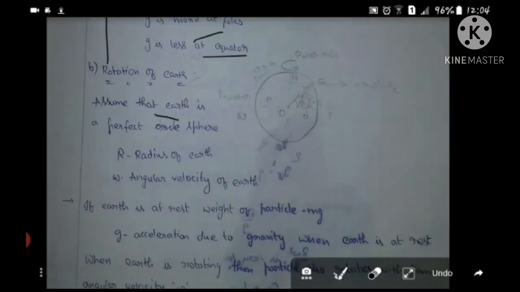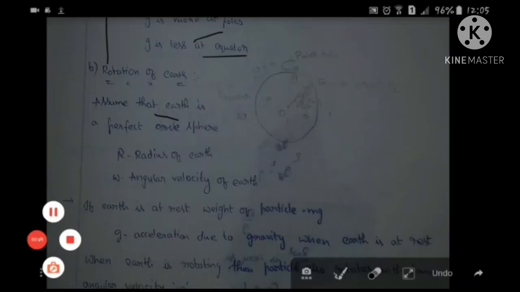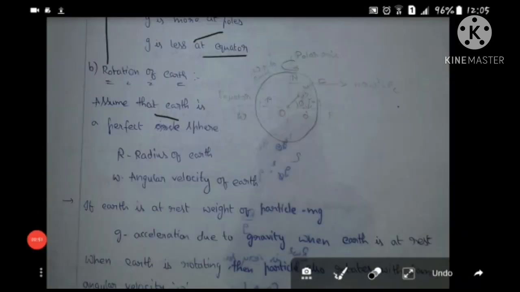Assume that earth is a perfect sphere. Actually earth is not a perfect sphere, but in this we should assume that earth is a perfect sphere. R is the radius of earth and omega is the angular velocity of earth. Okay guys, here omega is the angular velocity of earth.